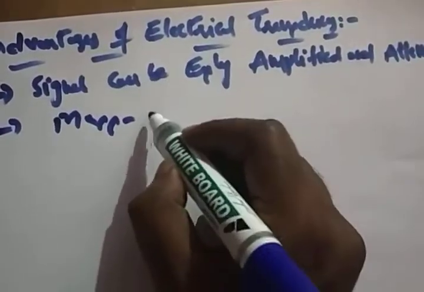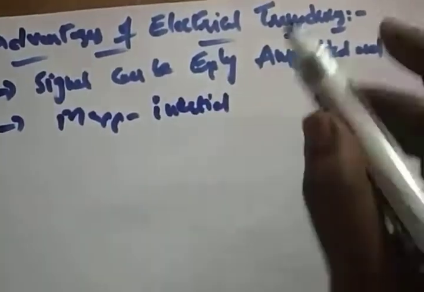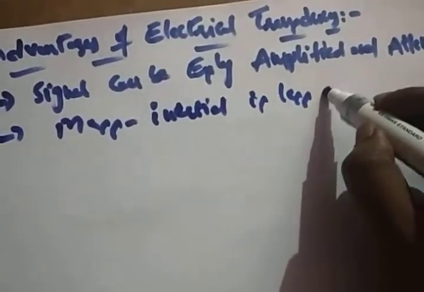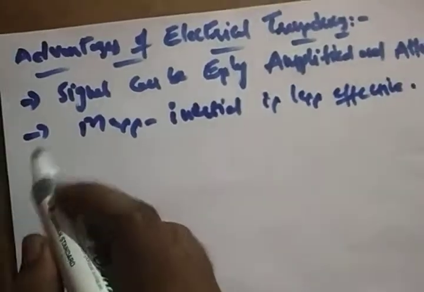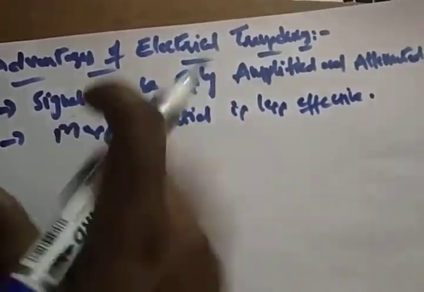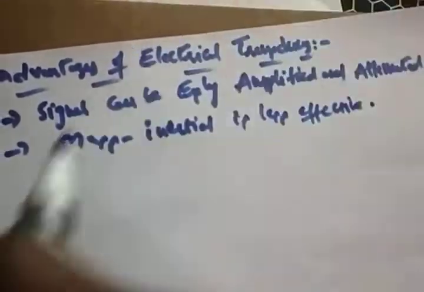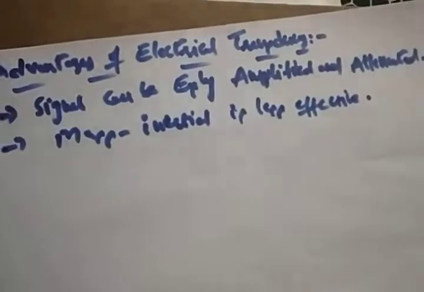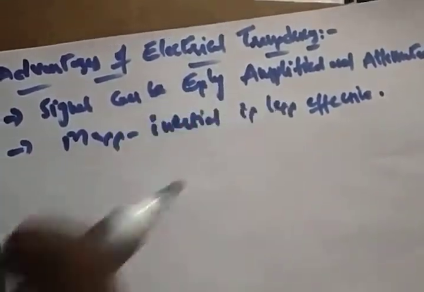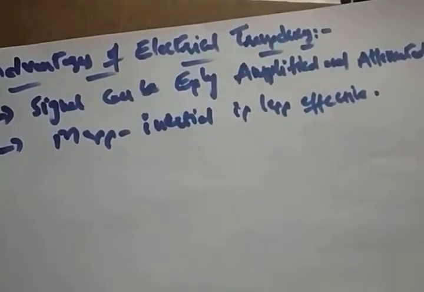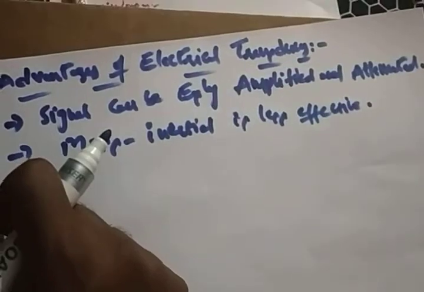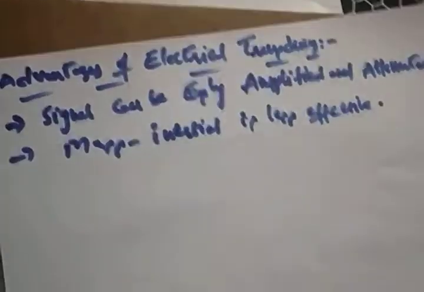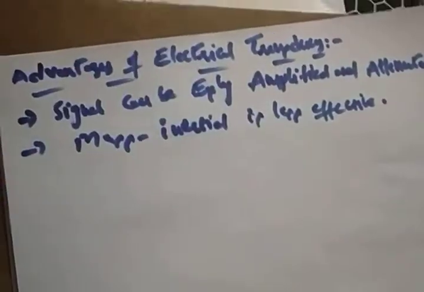Next, the second one is that mass inertia is less effective. This type of transducer doesn't have any rotating part, so there is no concept of inertia. If there is no inertia, that is an advantage in getting accurate results. These are nothing but losses in a system. A system with more weight will create some disturbances in the transducer itself. So the second advantage is the mass to inertia ratio; inertia is less effective in this type of transducer.